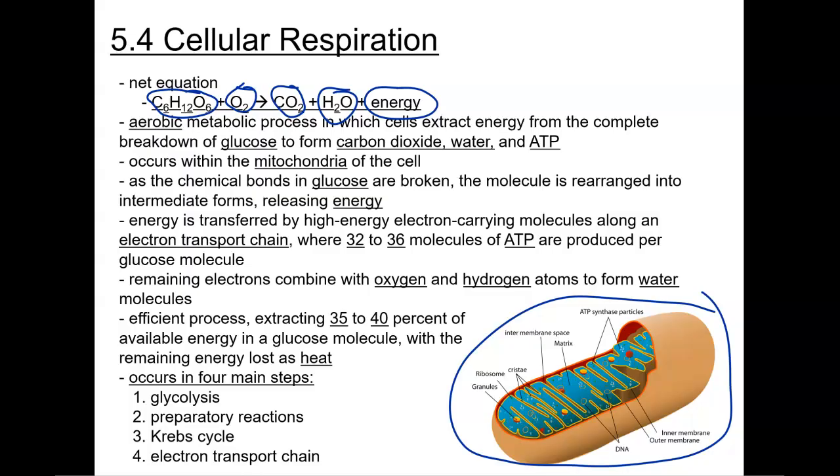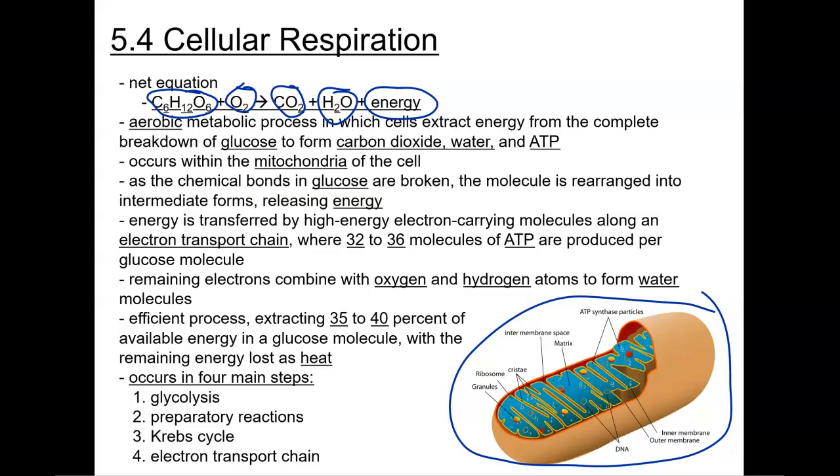As these chemical bonds in glucose are broken down, the molecule is rearranged into intermediate forms and releases energy. The energy is then transferred by high-energy electron-carrying molecules along the electron transport chain, where it can make anywhere from 32 to 36 molecules of ATP per glucose molecule. So lots of energy molecules.